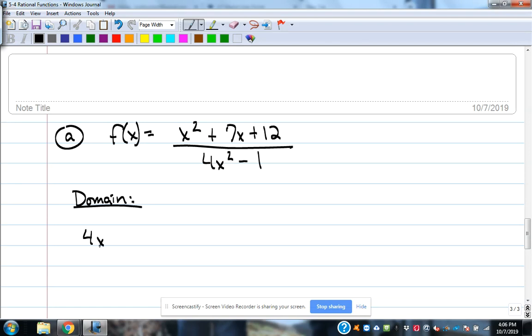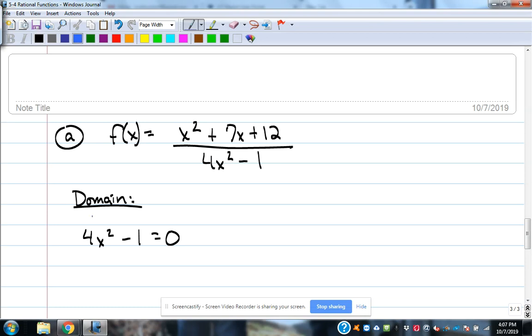And you're going to set the denominator equal to 0 in order to find that domain. Okay, so I'm setting 4x squared minus 1 equal to 0. And that's going to help me find my domain. Now I want to try to solve that quadratic by factoring if at all possible, because it's going to help me when I go to simplify that fraction.